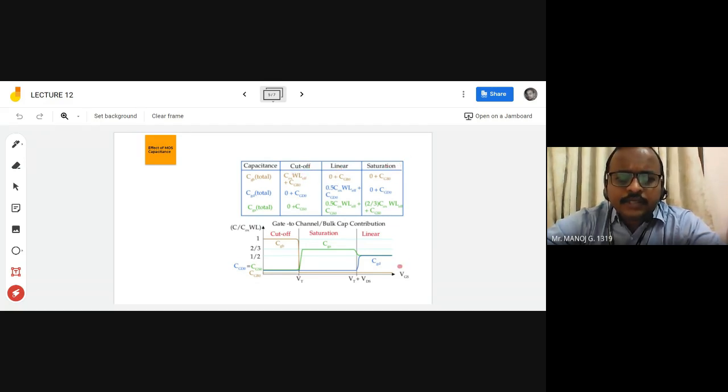Basically I'm drawing the analysis in the form of a graph, right? So the graph will have capacitance value on the y-axis. On the x-axis it will have the input voltage, which is nothing but the gate source voltage. So this is the threshold voltage. Below the threshold voltage, all of you know, this is the cutoff region. In between Vt and Vt plus Vds you have your saturation region, and beyond Vt plus Vds will give you the linear region.